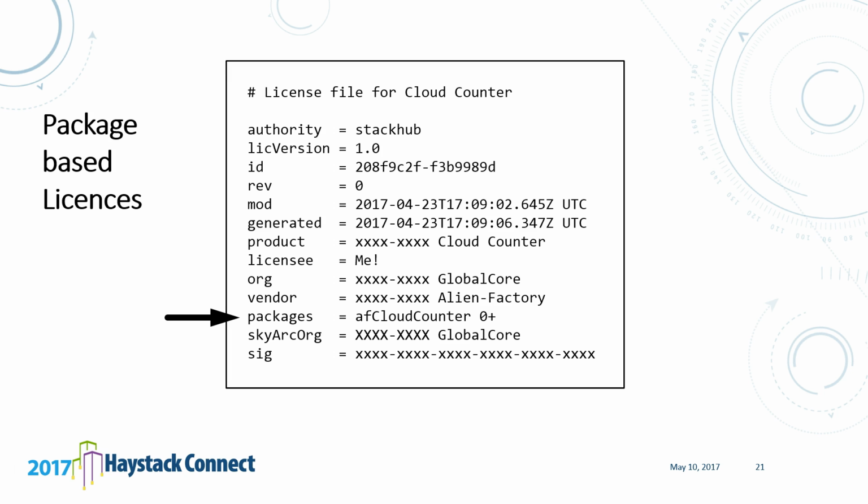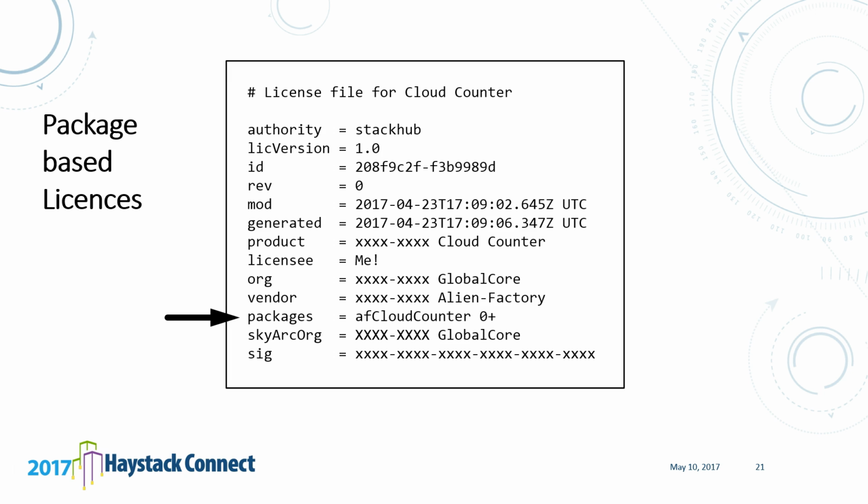Now, it's just a simple properties file of name-value pairs. Note the signature at the bottom that is generated by industry standard public-private key encryption, so only Stackhub can generate the license file, but anyone can verify that it's real and that the contents are valid. So when Cloud Counter starts, it can check that the license file exists, and that it is valid, and if not, throw an error and disable itself.